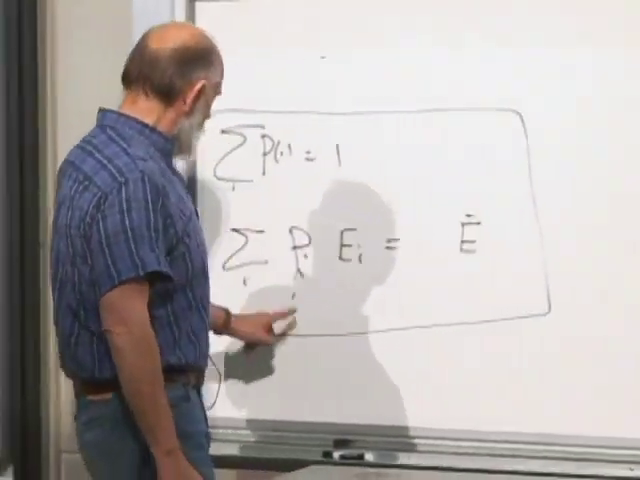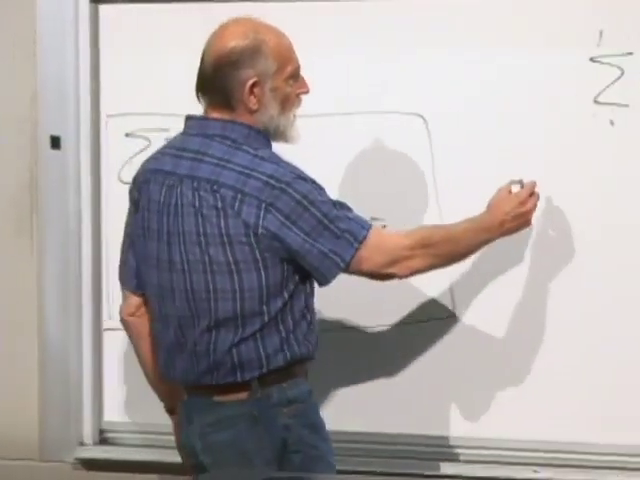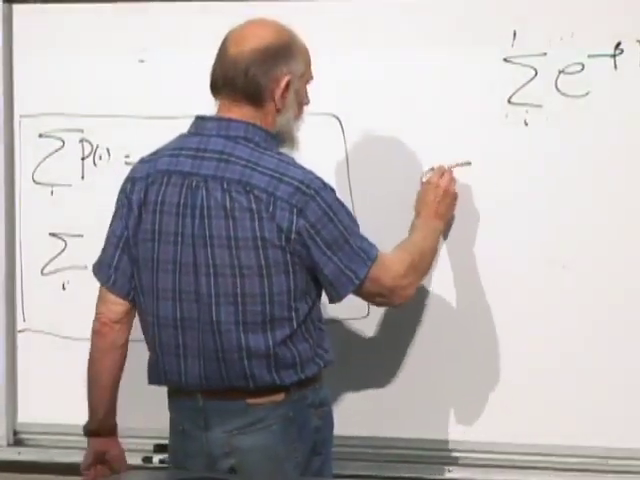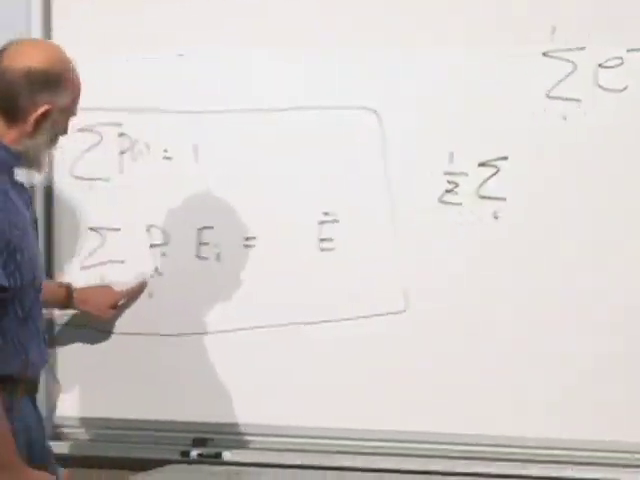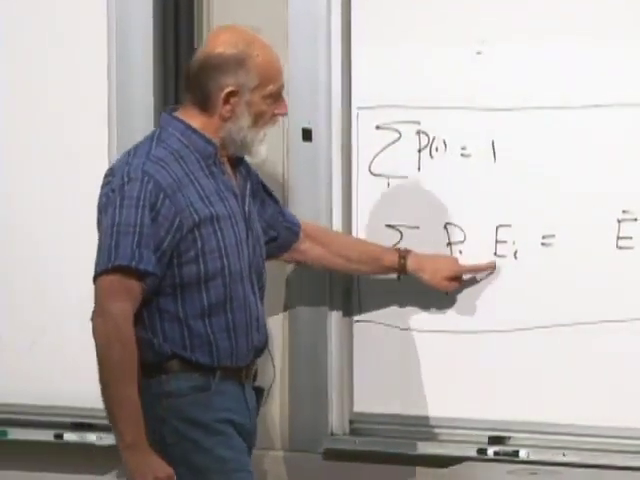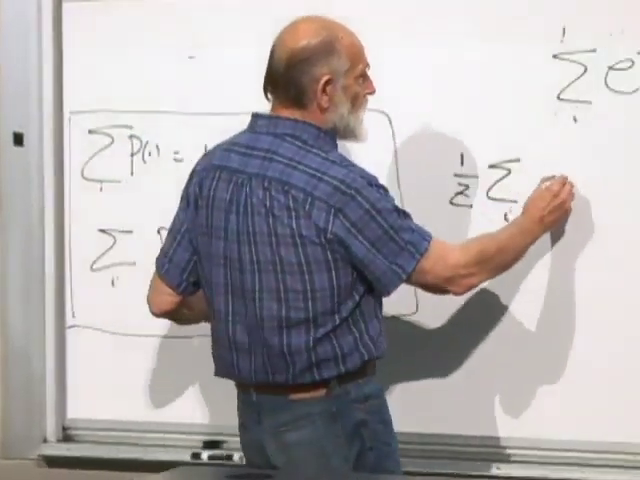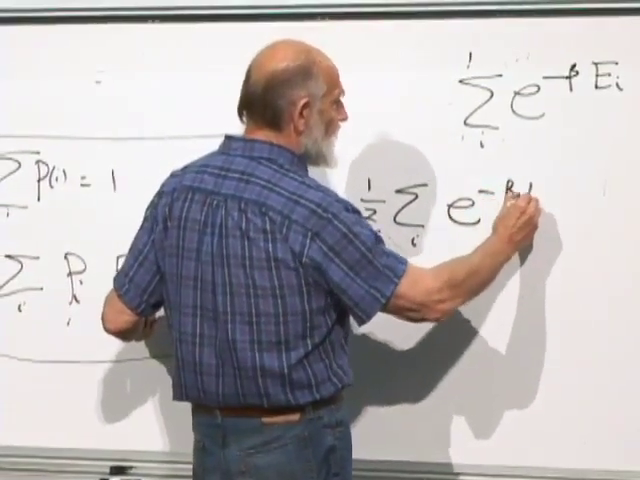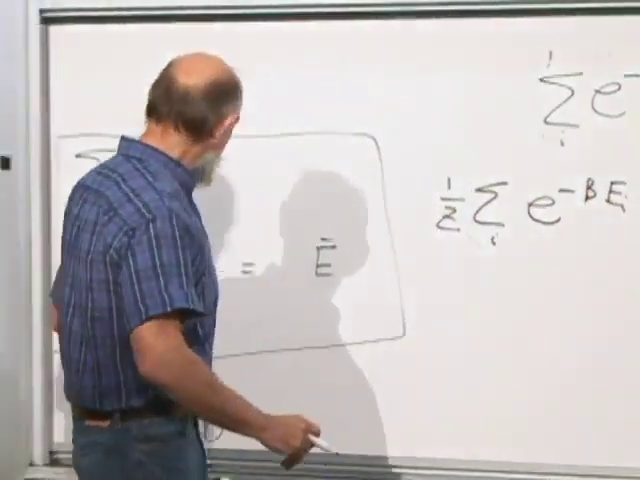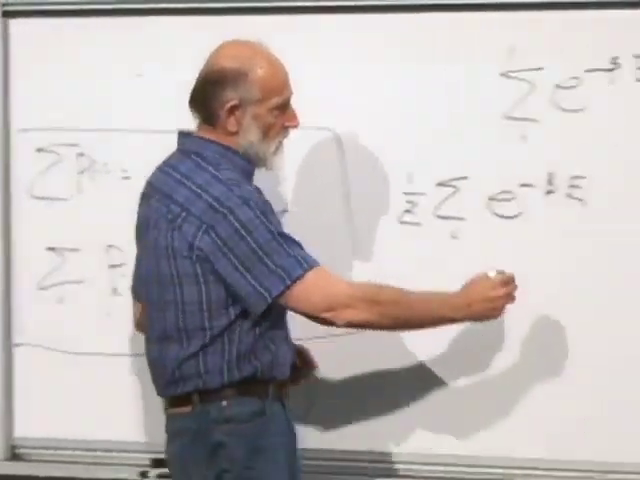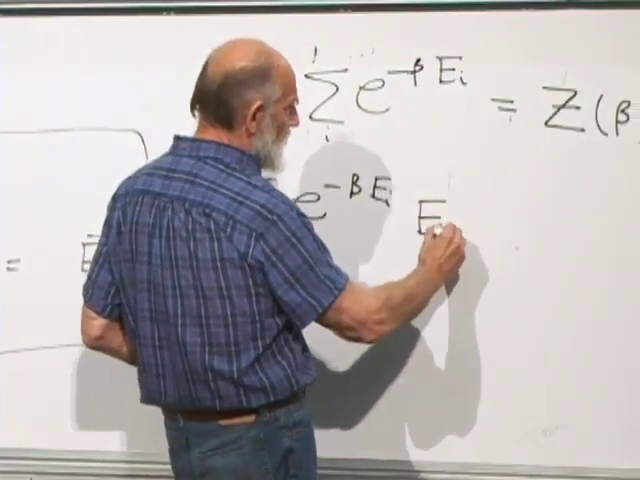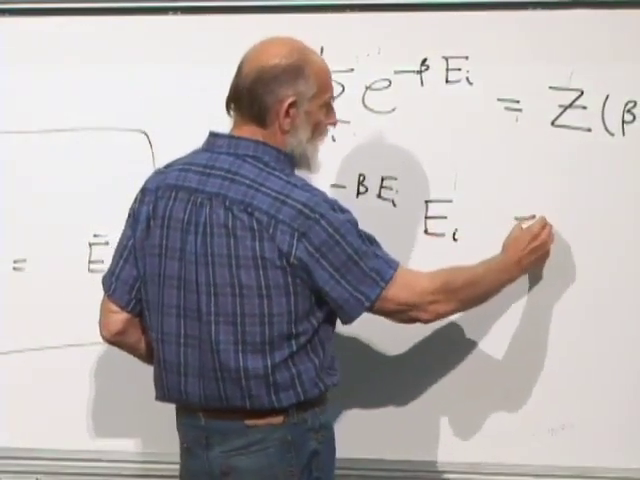Let's write down the formula. Summation over I. So again, a 1 over Z on the outside. That's because each p sub I has a 1 over Z. And then there is e to the minus beta E sub I. If that's not finished, we have to multiply by E sub I. And that's equal to the average energy.